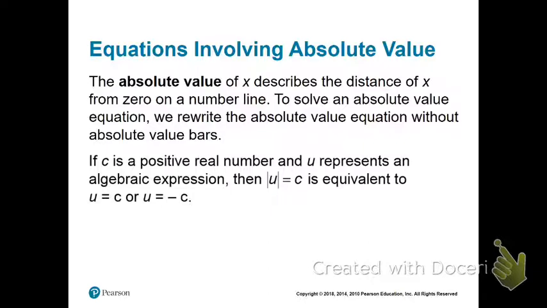So to solve an absolute value equation, we rewrite the absolute value equation without the absolute value bars. And so it says if c is a positive real number and u represents an algebraic expression, then the absolute value of u equals c is equivalent to u is equal to c, or u is equal to negative c. So what we're going to do here is the first thing is you got to get the absolute value by itself.